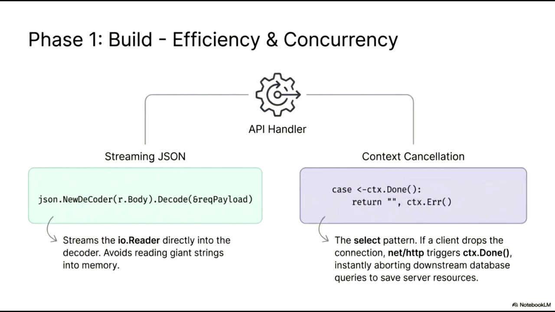During the initial build phase, we prioritize efficiency and concurrency within the API handler through two primary mechanisms. First, we utilize streaming JSON by passing the request body directly into the decoder. This method avoids the memory overhead associated with reading large payloads into strings, allowing for more scalable data processing. Second, we implement context cancellation using the select pattern. If a client drops their connection, the net/http package triggers the context's Done channel, enabling the handler to instantly abort downstream database queries. This proactive resource management ensures that server capacity is preserved for active requests.